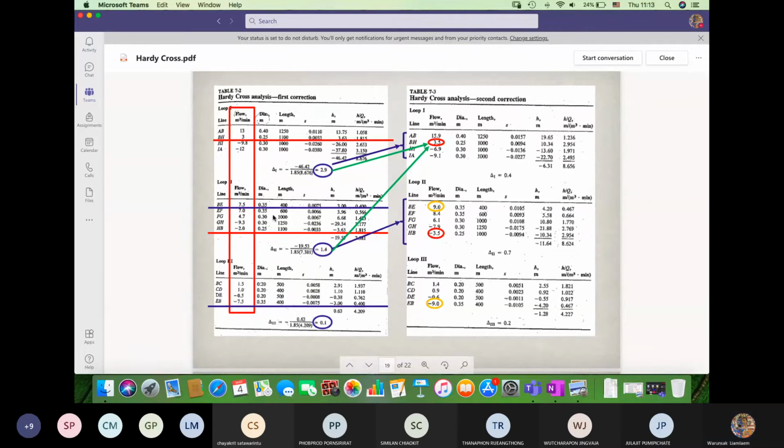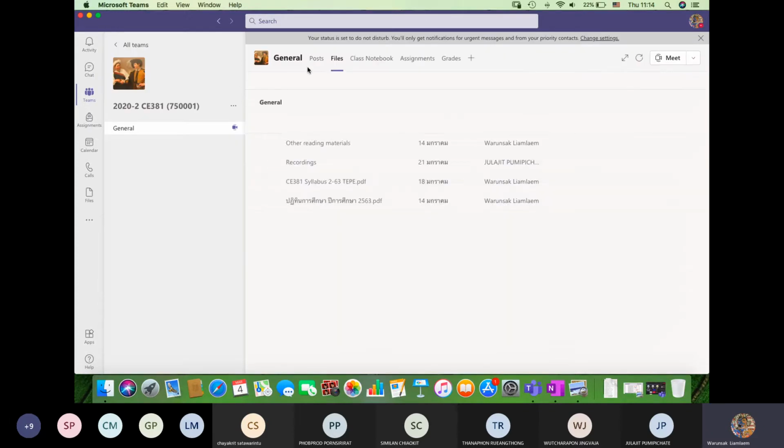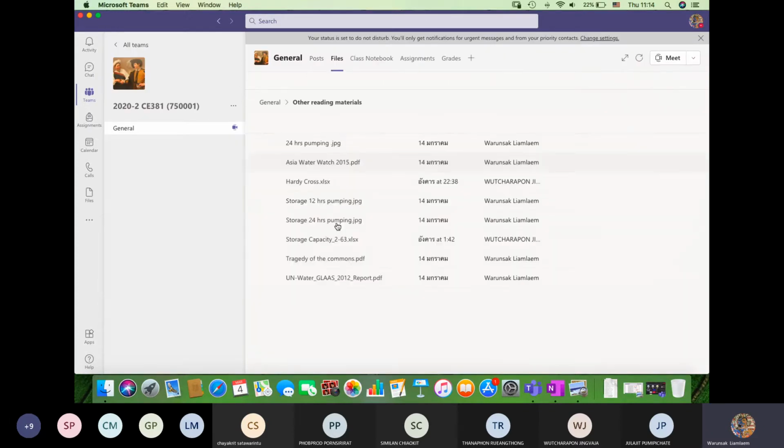BE is the common pipe in loop 2 and loop 3. This is BE, 7.5. Then you have to combine it with 1.4, and then subtract 0.1 to get this value. It might be slightly different, but if you check the Excel file you will get everything based on what I mentioned. So just have a look here, other relating materials, Hardy-Cross, the Excel files.